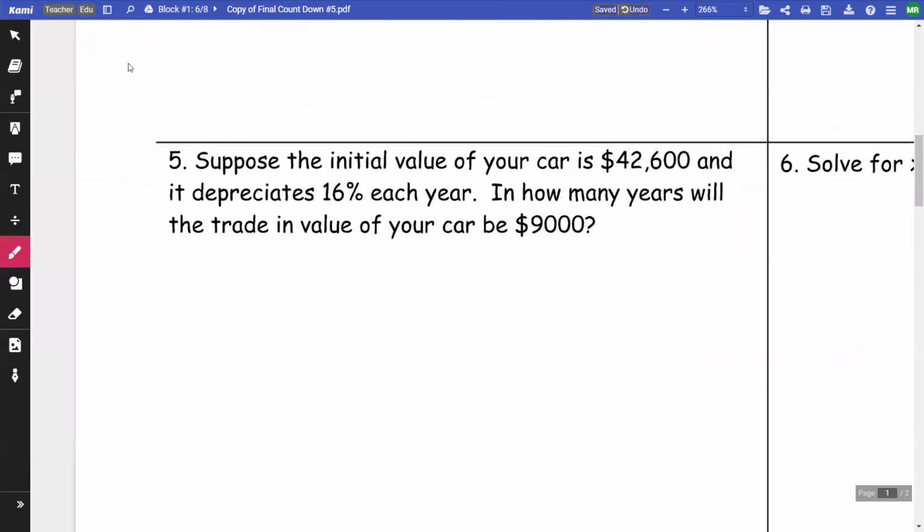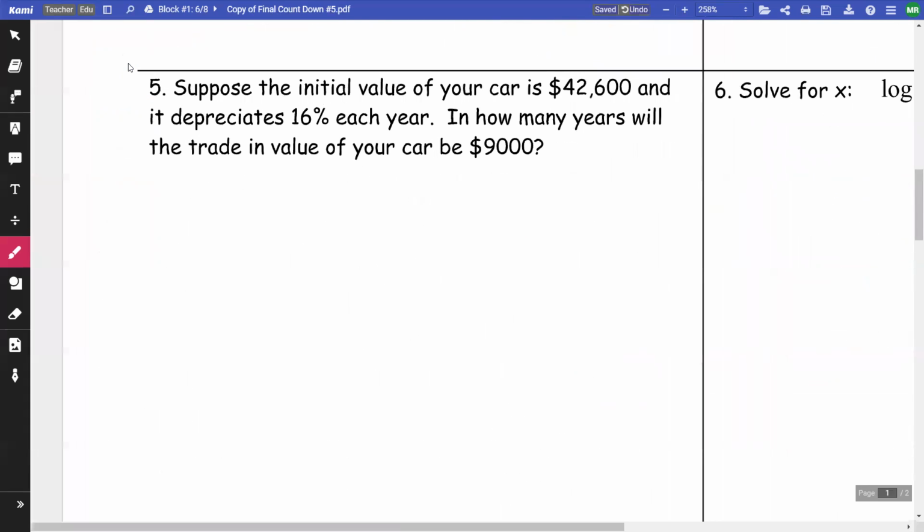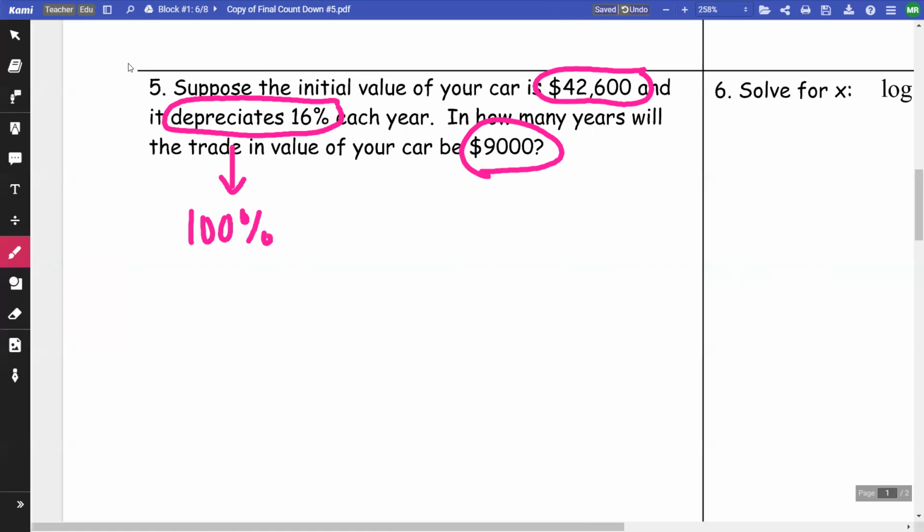On number 5. Okay, so this is an exponential problem. We're starting with $42,000 for a car. It depreciates in value by 16%. How many years will it take to get to only being $9,000? So if it's decreasing, you're going to take 100% minus 16%, which is 84%. So that means your multiplier is 0.84.